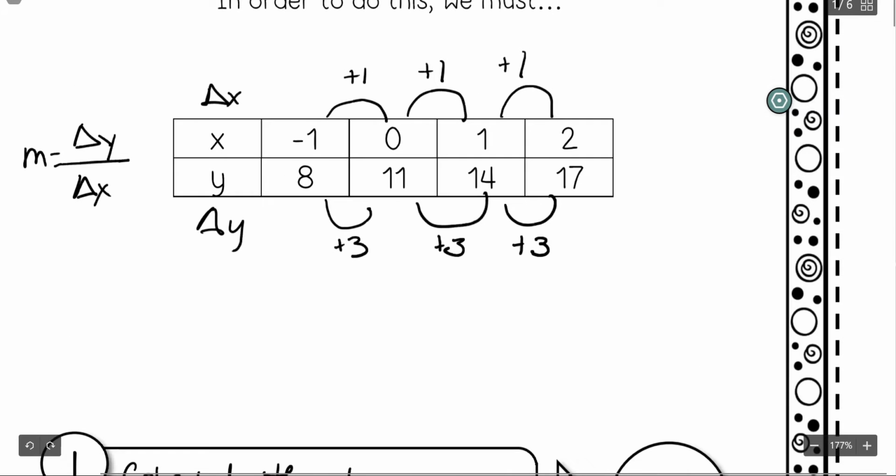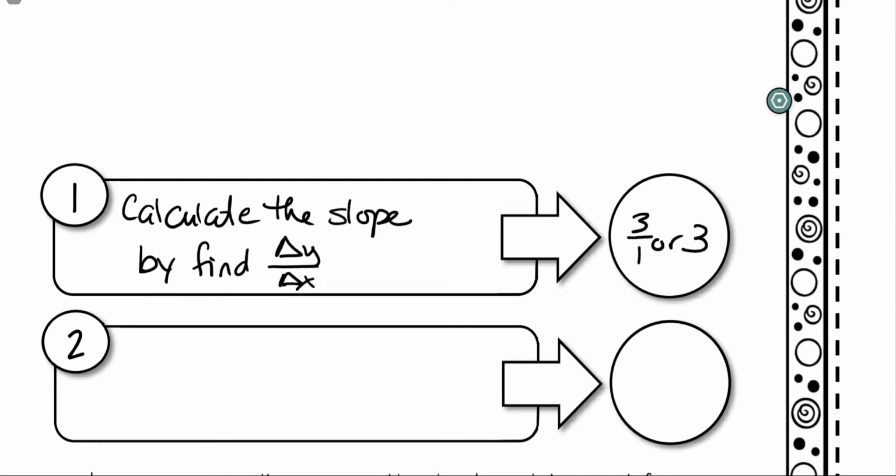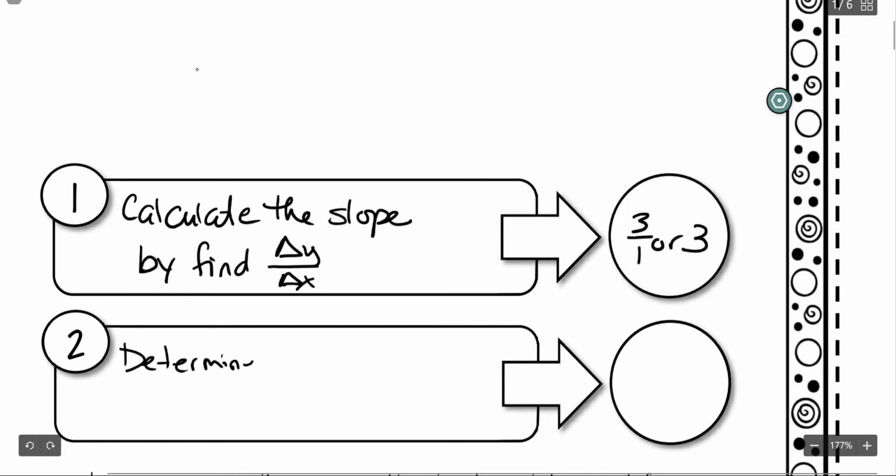Okay, we notice that the y-intercept is when x is equal to 0. It means our y-intercept is 11. So step 2 is determine the y-intercept. This is when x is equal to 0. So in this case, it's 11.